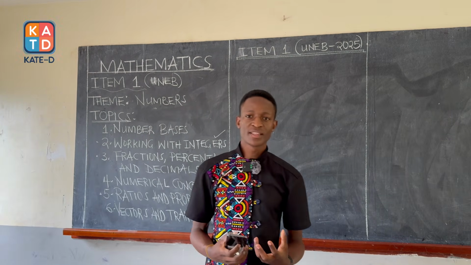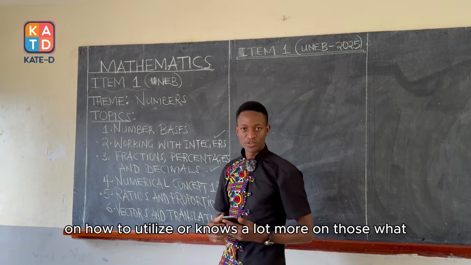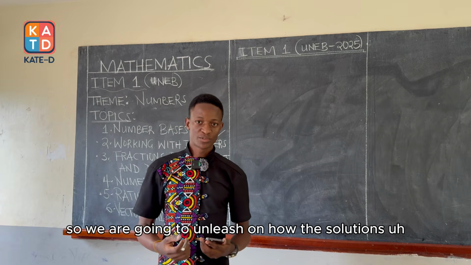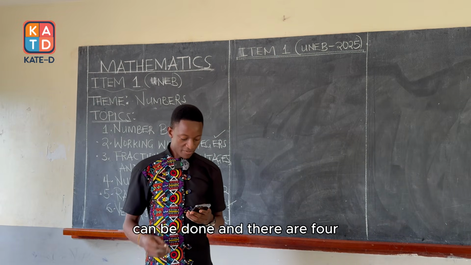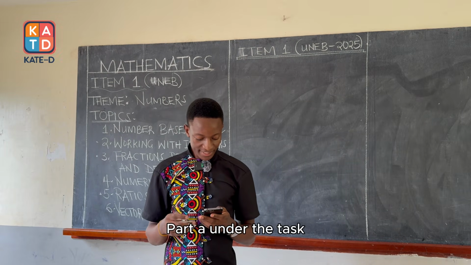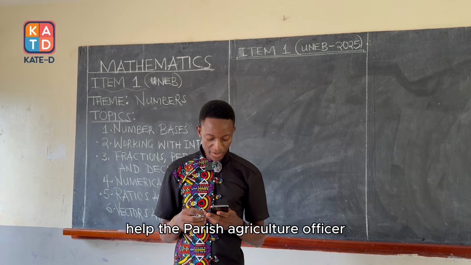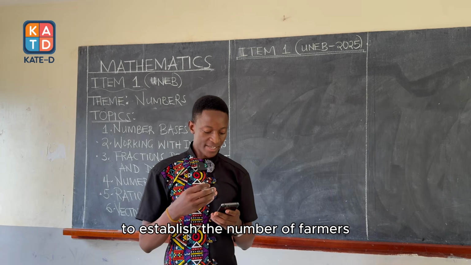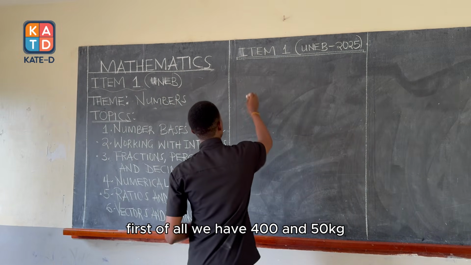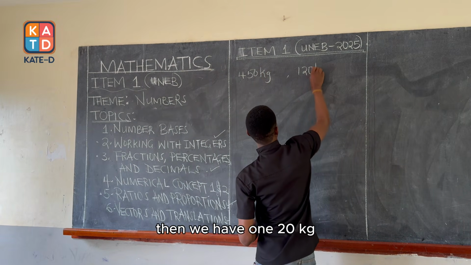So we are testing whether a learner is really competent on those topics. We are going to unleash how the solutions can be done, so we first start with Part A. Under the task, we are saying help the parish agriculture officer to establish the number of farmers that will receive the items. First of all, we have 450 kilograms. Then we have 120 kilograms.